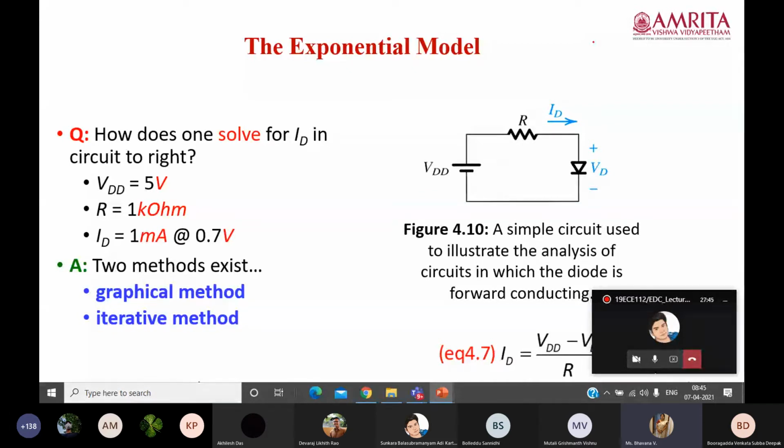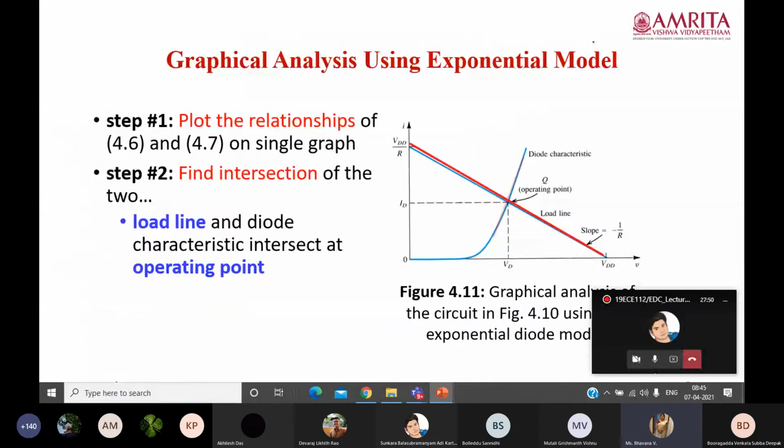For that, in the IV plane, we will plot both equations: the diode current equation, which is the exponential relationship, and the second equation, ID is equal to (VDD minus VD) by R. In that, if you put ID equal to 0, you get VD equal to VDD, and if you put VD equal to 0, you get ID equal to VDD by R. You get 2 extreme points. You join them and a straight line will be obtained. That line is called the load line, and the load line meets the diode characteristics at one point. That intersecting point is known as the Q point or operating point. From the Q point, if you extrapolate to the x-axis, you will get the value of VD, and if you extrapolate to the y-axis, you will get the value of ID.